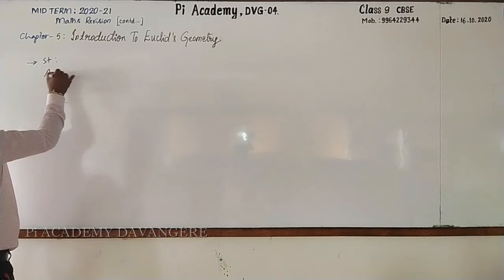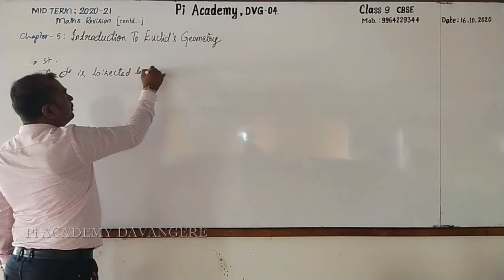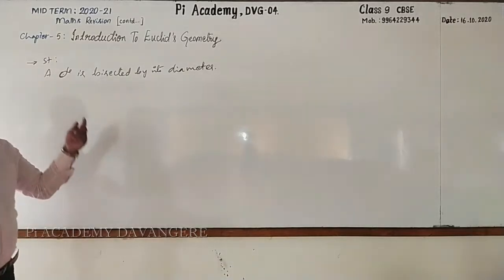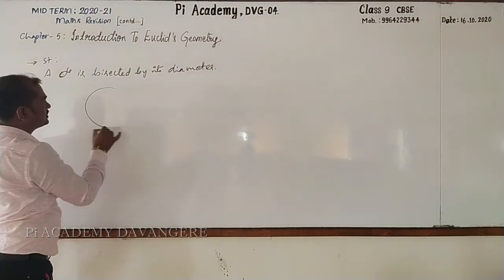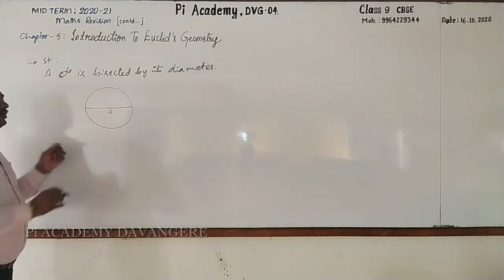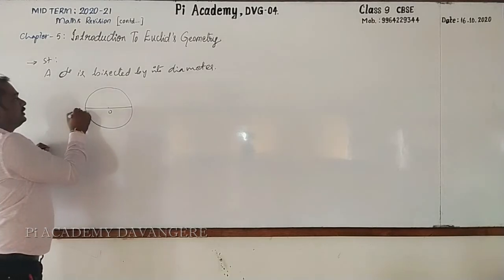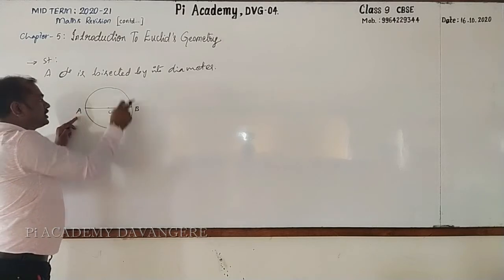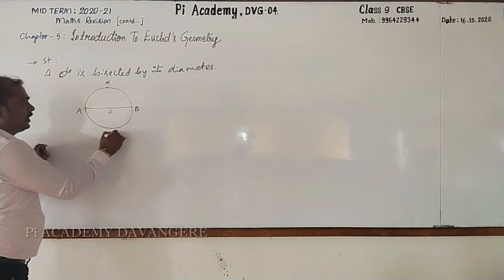Statement: a circle is bisected by its diameter. No doubt. That means a diameter of a circle will divide it into 2 equal parts. Each equal part is a semicircle. This is the circle with center O, and this is the line joining any 2 points on the circumference of the circle passing through the center, and this is called the diameter. AB is the diameter. It will divide the circle into 2 parts. One is AXB and another one is AYB.